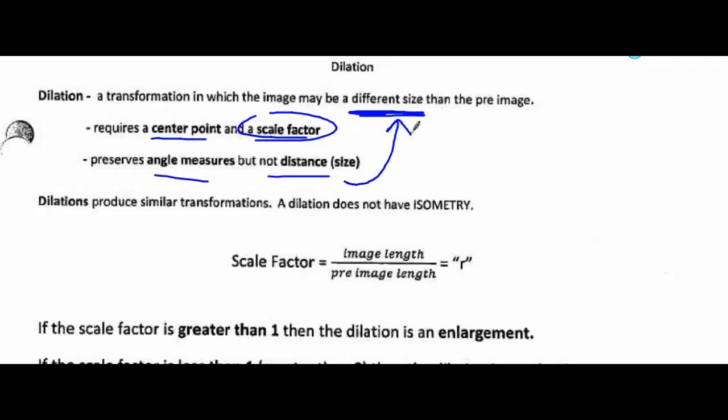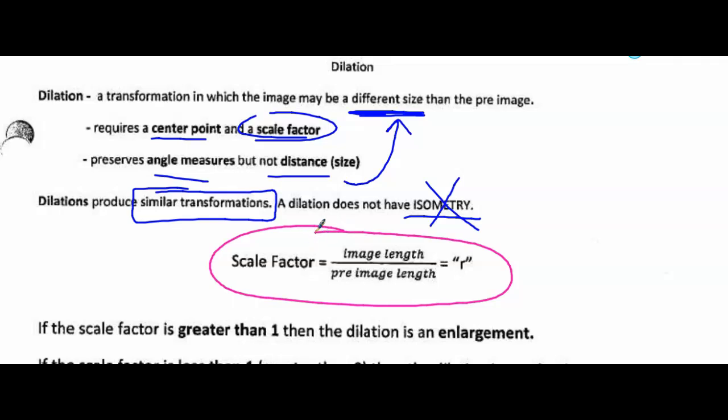It says dilations produce similar transformations. It does not have isometry. All the other ones have isometry because they have the same shape, same size. So this part here is important. So if you've not been paying attention, pay attention to here. A scale factor, you take the image length over the pre-image, and it's known as the letter R. Now I like to remember this, that I comes before P in the alphabet. So I goes in the numerator and P goes in the denominator.